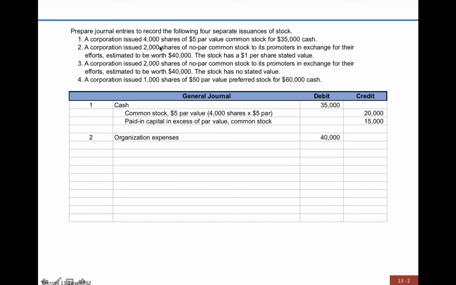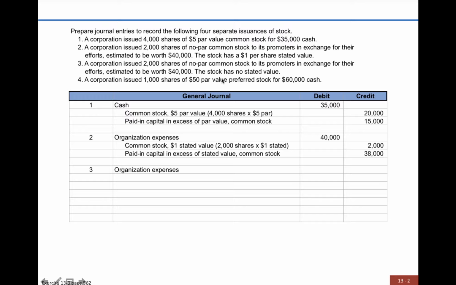So then we had 2,000 times the $1 per share stated value. So that would be 2,000 there. And the difference between those two, again, paid-in capital in excess of stated value, because it's a stated value instead of a par value. And the difference there being, of course, the difference between this credit and that debit to balance this out.